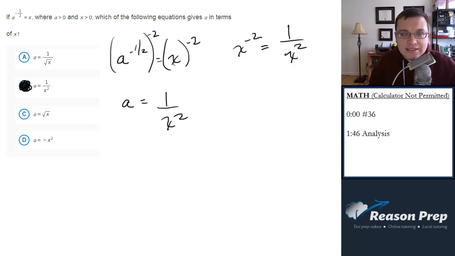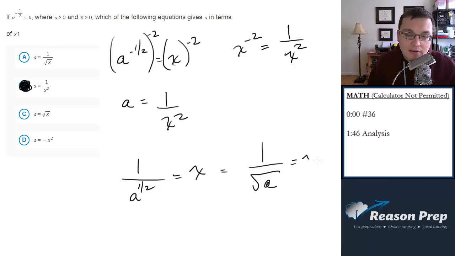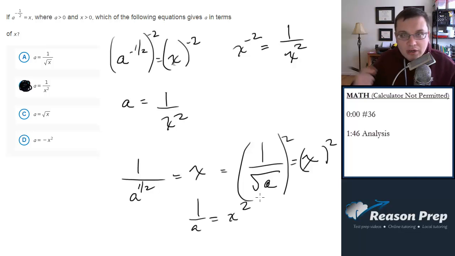Now, there are other ways to tackle this question. You also could remember that a to the negative 1/2, we can make that 1 over a to the 1/2 equals x. You could also remember that a to the 1/2, or anything to a fractional exponent, is going to be some sort of square root or cube root. In this case, a to the 1/2 is the same thing as the square root of a, so we have 1 over the square root of a equals x. Now we could square both sides. We would get 1 over a equals x squared.